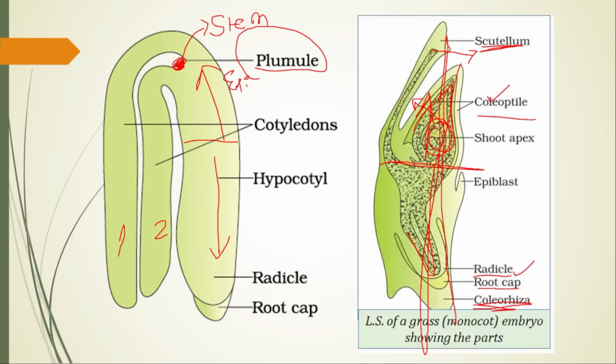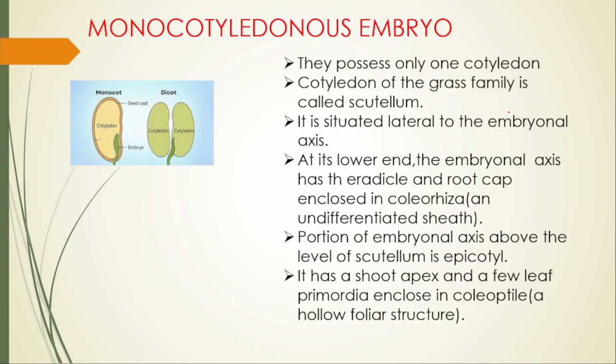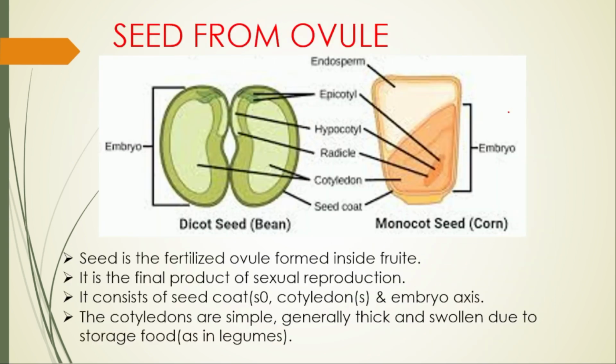Coleorhiza is for the root, coleoptile is for the stem. Keep in mind, many times they ask this and students get confused here. Coleorhiza, the word itself says rhiza, the root. Coleoptile is the covering, the protective sheath for the shoot apex. Okay, this is about the monocot and dicotyledonous embryo.